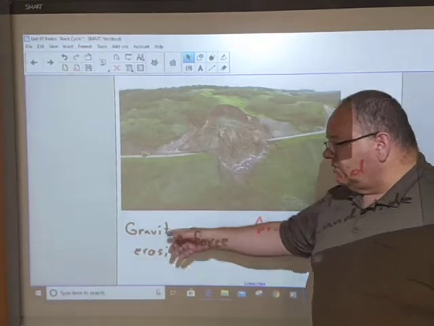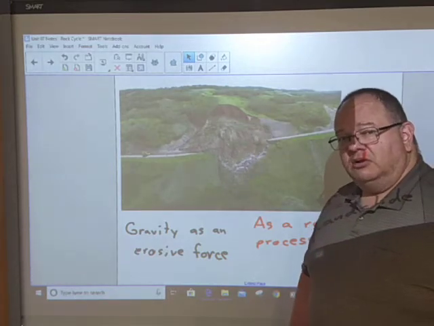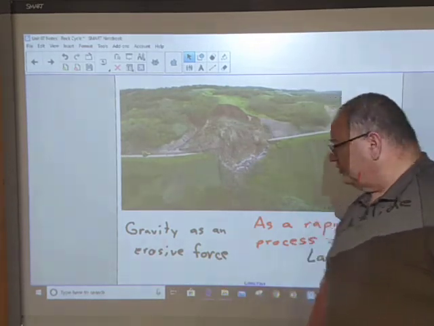Why did it come down? Well, gravity is moving stuff around. Gravity wants to bring things downhill. So gravity is an erosive force.